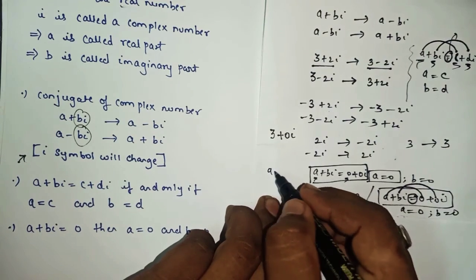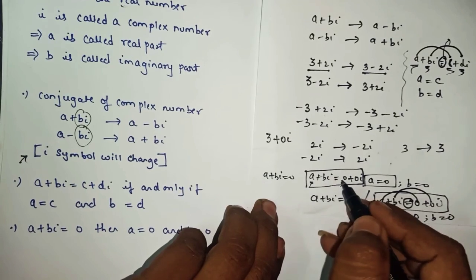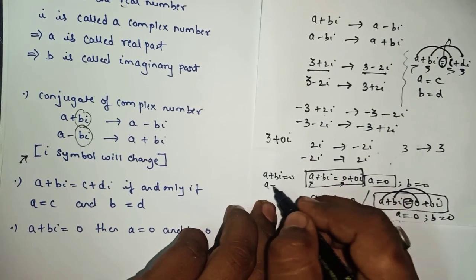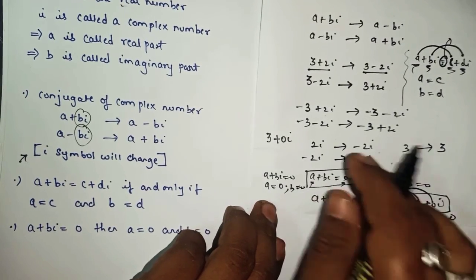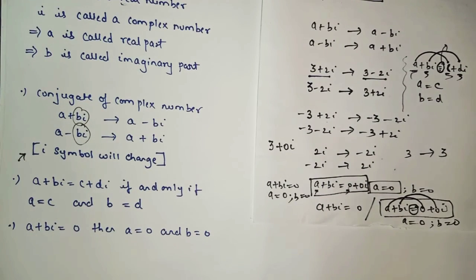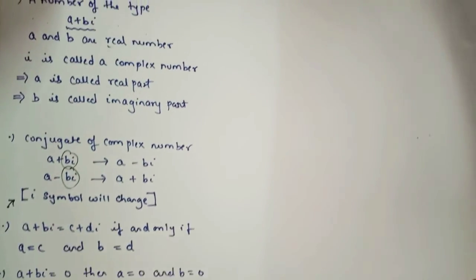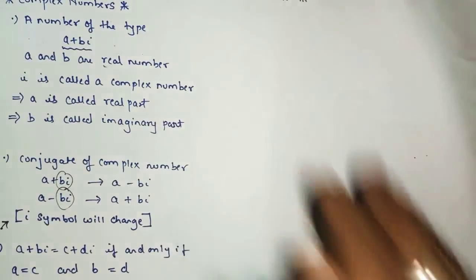So remember, whenever it is a plus bi equals to 0, we can write this a plus bi equal to 0 as 0 plus 0i. So in short, a will be equal to 0 and b will be equal to 0. So that was the property. Understood? I hope you all understood the concept. What do you mean by the complex number?